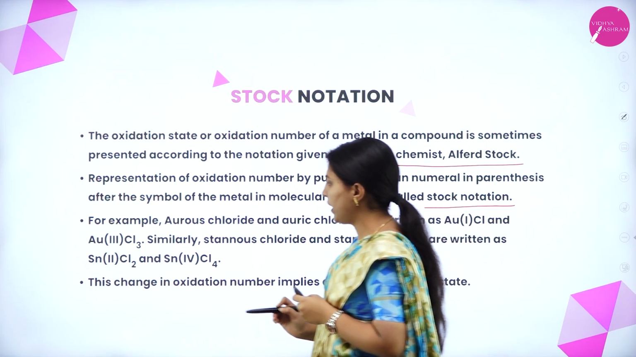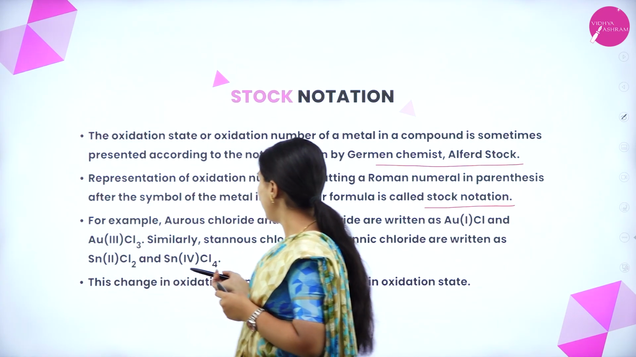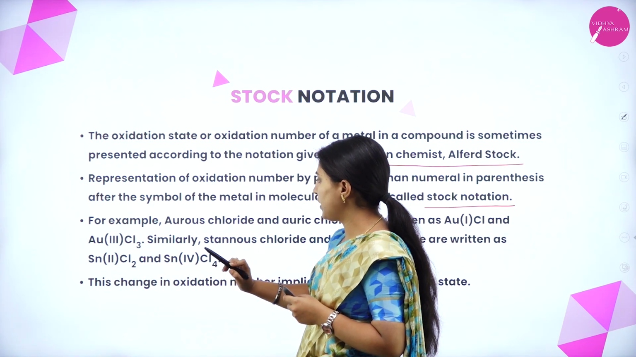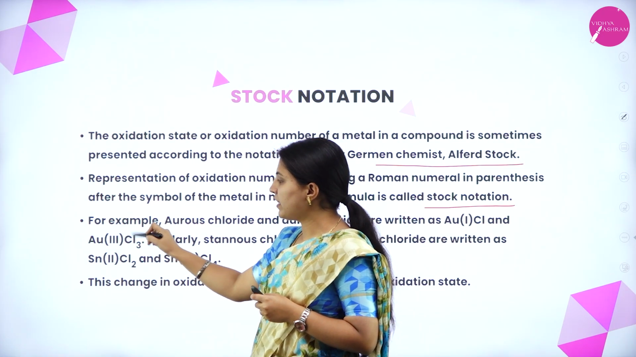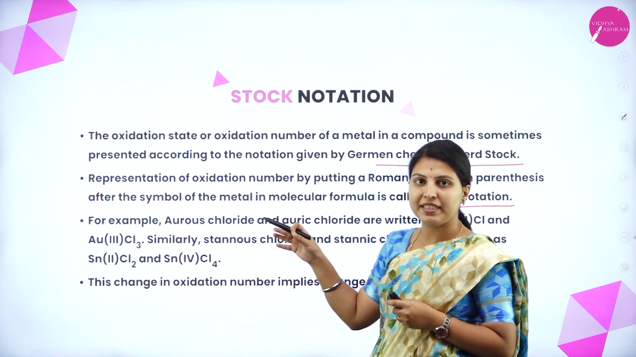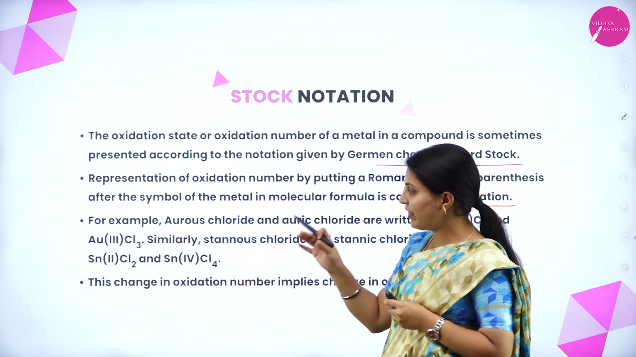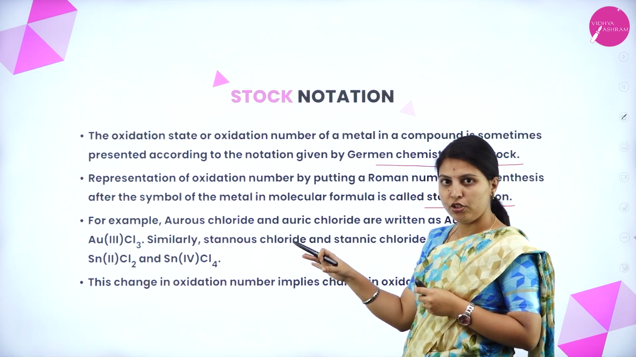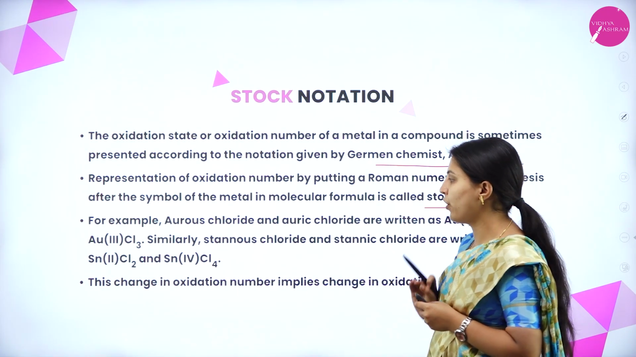See here one of the examples. This is gold, which is a metal. Here also stannous is present, that is tin. It is also a metal. After that, in parenthesis, means brackets, they have written Roman numerals. That is nothing but its oxidation number. But they have written it after the metal. So, it is representing its stock notation. This is called stock notation.